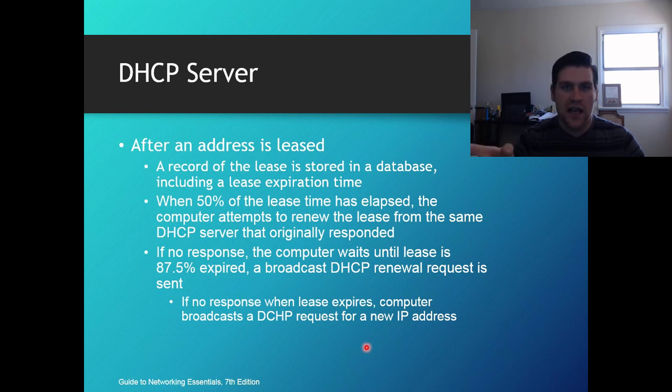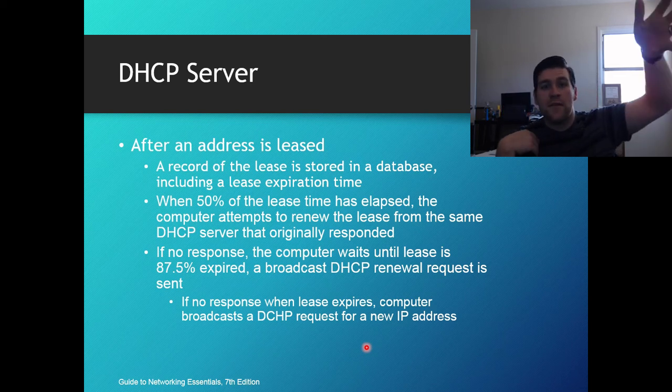Okay. So when 50% of the lease time has elapsed, the computer attempts to renew the lease from the same DHCP server that originally responded. So it's going to go, hey, you originally gave me a DHCP address. Is there any way I could get a new one? The server says, sure, great. So then it's done, right? And it waits again until 50% of the time has passed.